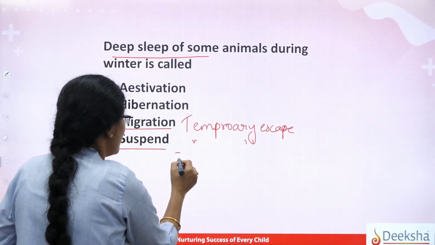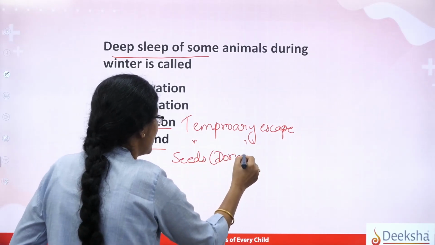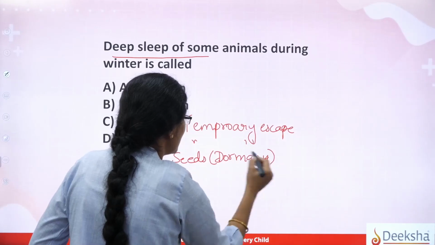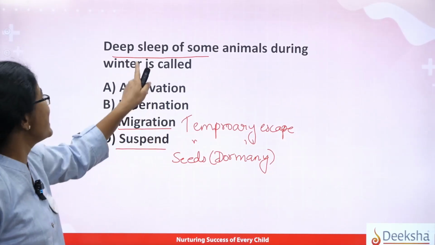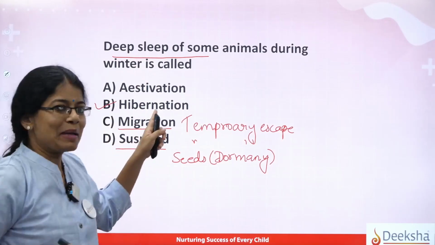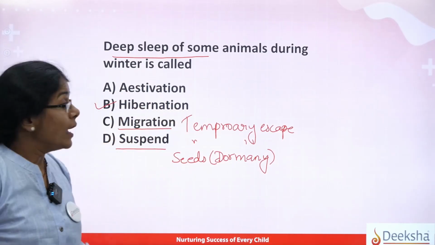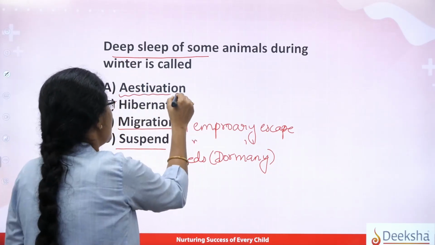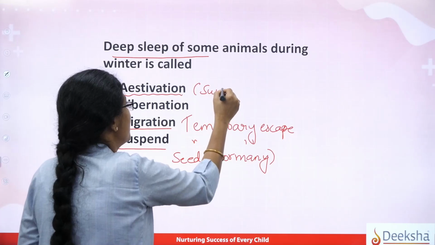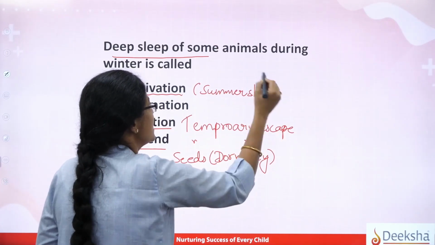What was that? Seeds showing dormancy, right? The stunning example of seeds showing dormancy, correct? And now you know this also, and yes, the answer here is hibernation. Let me tell you what this aestivation is. The way you have seen, this is called winter sleep. Similarly, aestivation is nothing but the summer sleep shown by the snails.